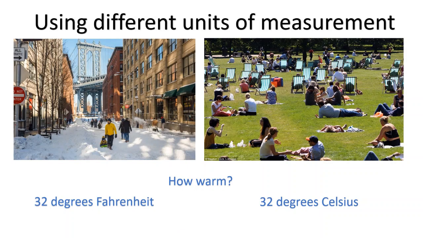Here's another example. The picture on the left in New York in the winter is 32 degrees, and the picture on the right in London in the summer is also 32 degrees. But the unit of measurement is different. The picture on the left uses Fahrenheit, and the picture on the right uses Celsius. Because they are different units of measurement, the numbers don't compare easily. So 32 degrees using one unit of measurement is not the same as 32 degrees using a different unit of measurement.